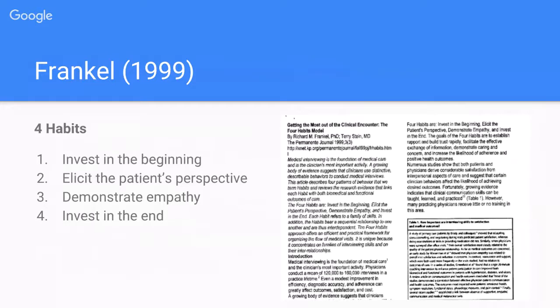Next habit, elicit the patient's perspective. This is where you ask the patient for ideas. At the end of the treatment, asking them, what do you think is going on? This is important because you're making them feel heard. You're getting their opinion. And some patients will tell you, that's what I'm here to see you for. But other patients are going to actually give you quite a bit of information.